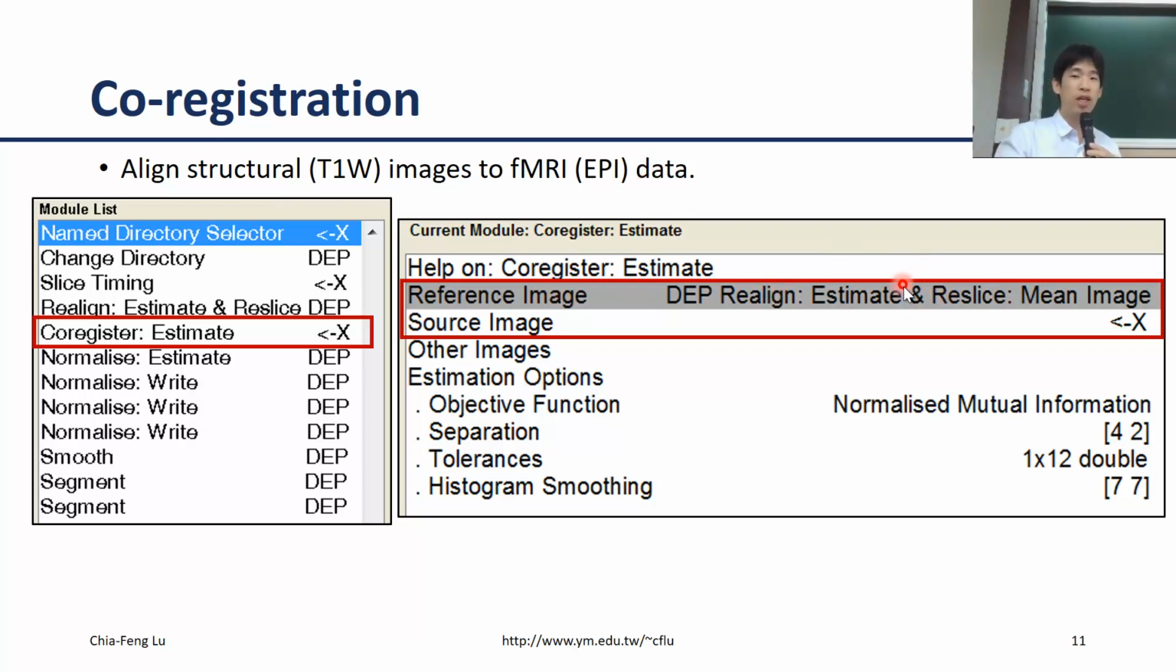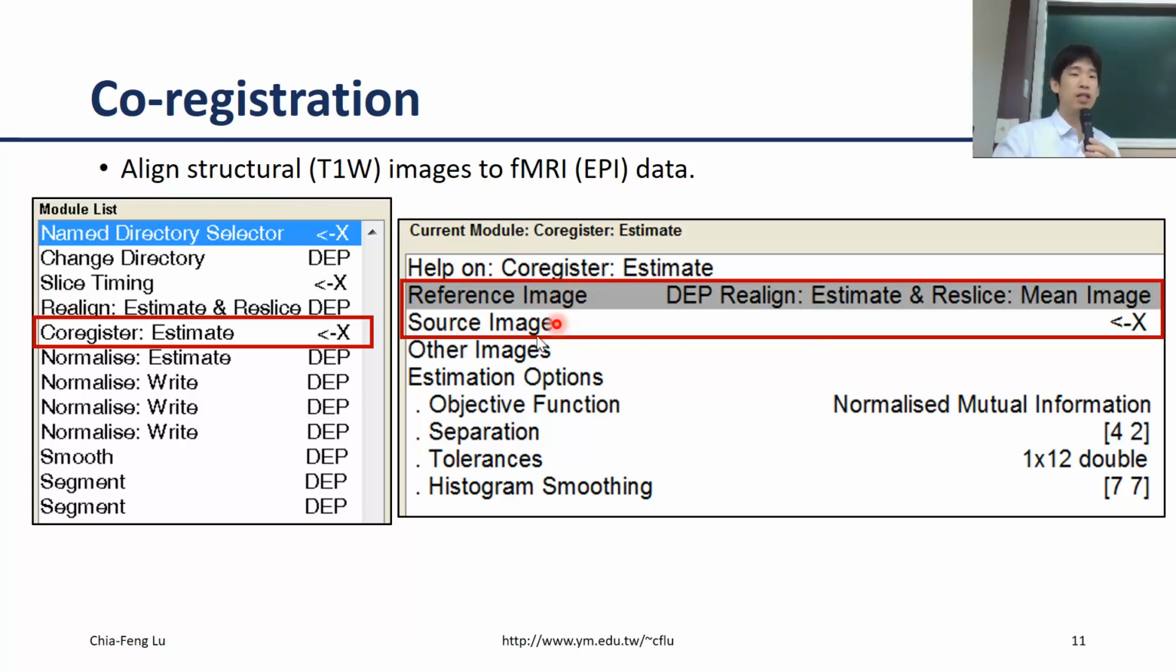Again, right here you don't really need to specify the EPI data set. What you need to do, again, is use the file dependency. Now you will select, as you can see, I will select the output of the realignment step right here as the input for the reference image.